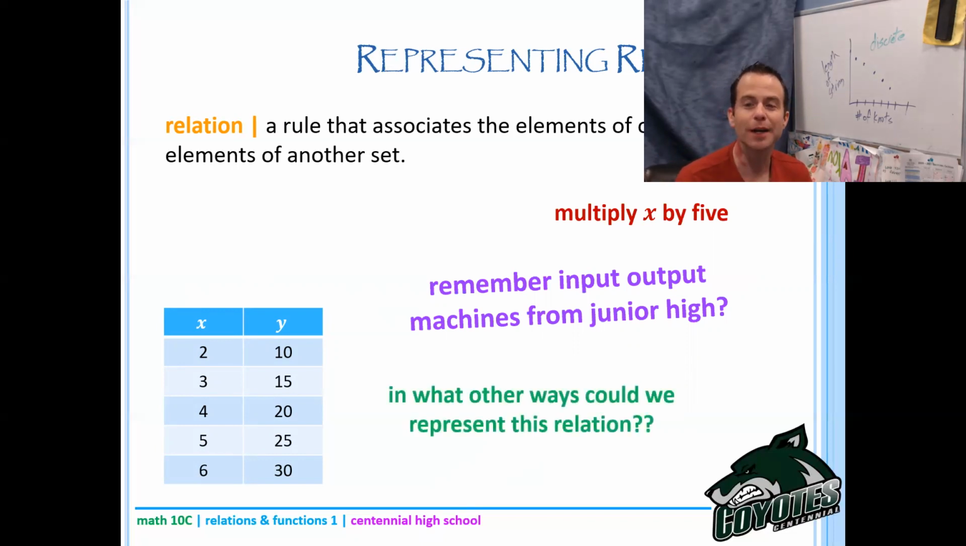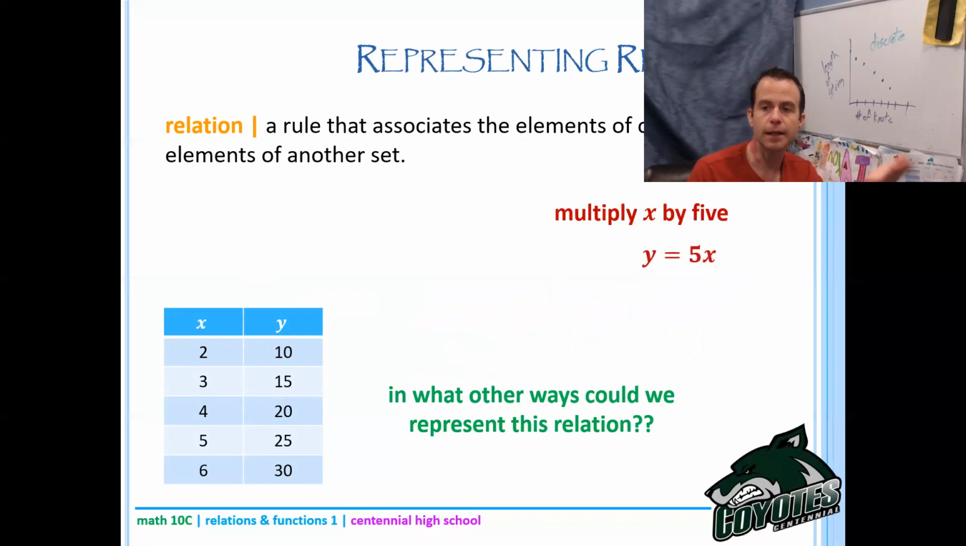So what other ways could we represent this relation? Think of other ways we could do it. Well, if I'm multiplying x by 5, another thing you might be comfortable with is giving me an equation. You would say y equals x times 5. But we don't say x times 5 in math, we would say 5x. 5x means x times 5. So y equals 5x, that's an equation. That's another way to represent it.